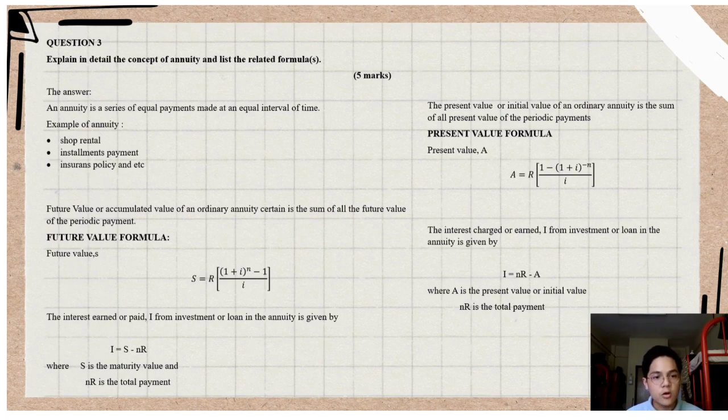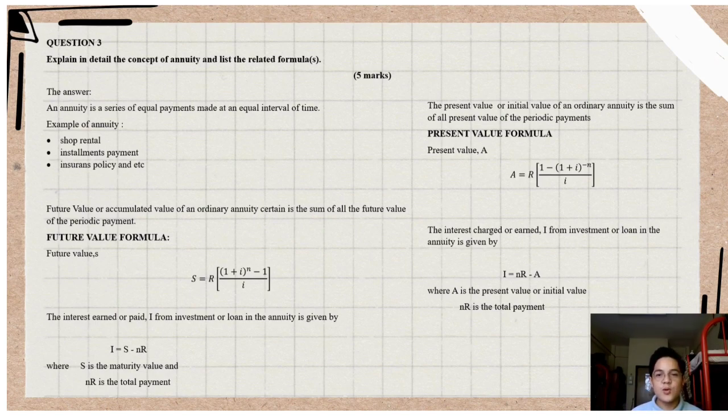The future value or accumulated value of an ordinary annuity certain is the sum of all the future values of the periodic payments. The future value formula is S equals R in bracket (1 plus i) in bracket to the power of n minus 1, over i. The interest earned or paid, I, from an investment or loan in the annuity is given by I equals S minus nR, where S is the maturity value and nR is the total payment.